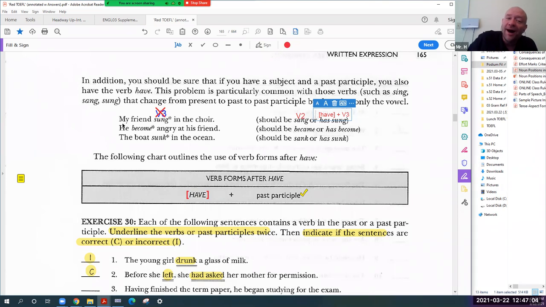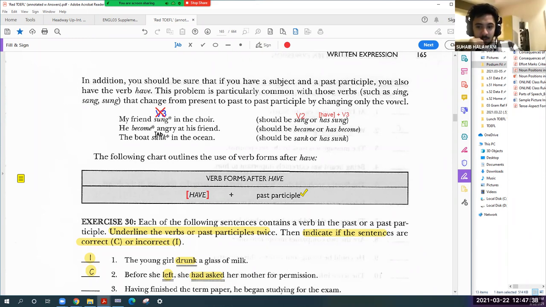Okay. Khaled, next example. He become angry at his friend. Do you see a problem? Yes. What is the problem? Become is verb three. We don't have a helping verb. Yeah, this is verb three, gentlemen. Now, wait a minute, teacher. I think verb one, two, three, it's the same. Okay, so maybe it's verb one.